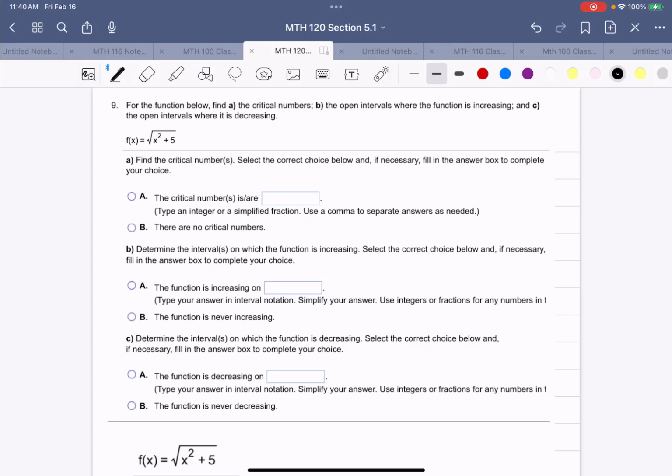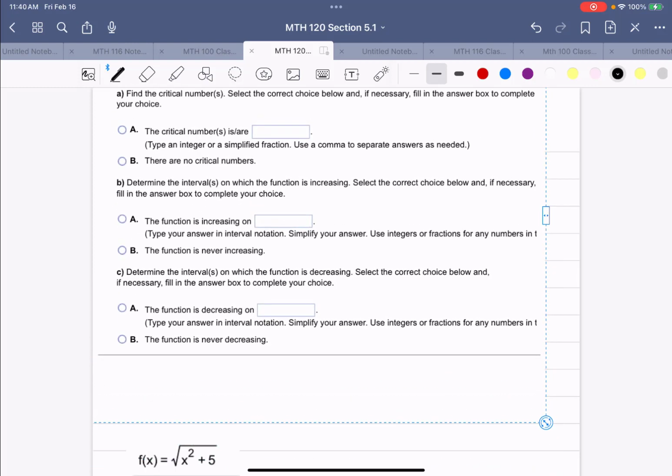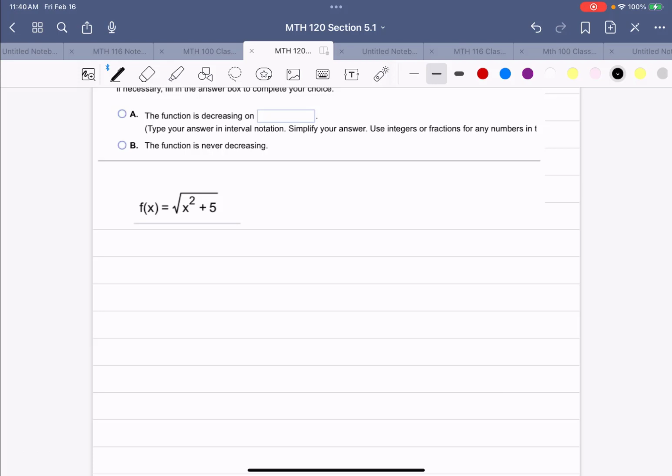Example 9. For the function below, find A, the critical numbers, B, the open intervals where the function is increasing, and C, the open intervals where it is decreasing. So our function is the square root of x squared plus 5. So the first thing we're going to need to do here is write our square root with a 1/2 power.